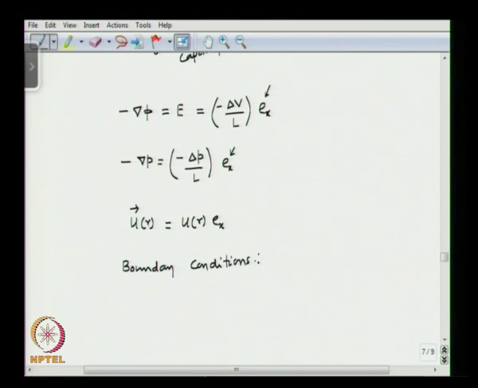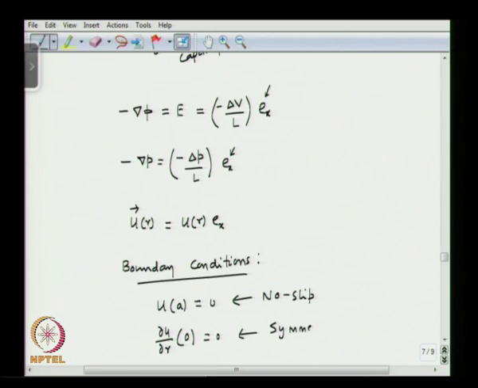We have the boundary conditions, which are the velocity at r equal to a is 0, that is the no slip, and we have del u over del r at r equal to 0 is 0. So, that is the symmetry boundary condition.